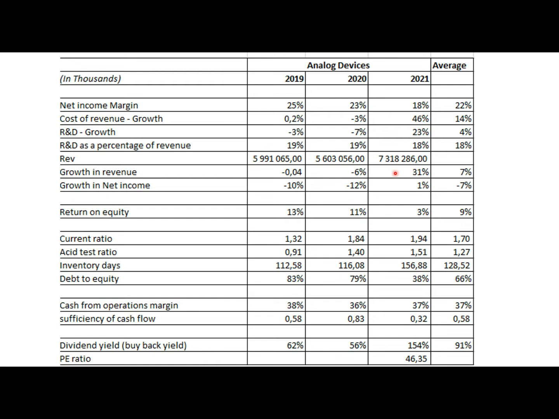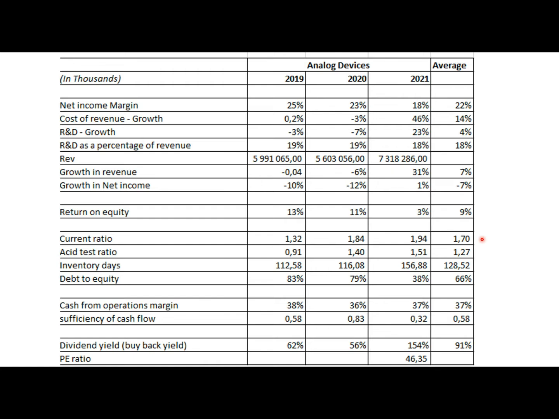The financial position. So the current ratio is below the industry average. Industry average is about 2.37. Below the industry average. So now, considering the strength of the balance sheet, you could say AD, Analog Devices, is a bit weaker when compared to the industry.